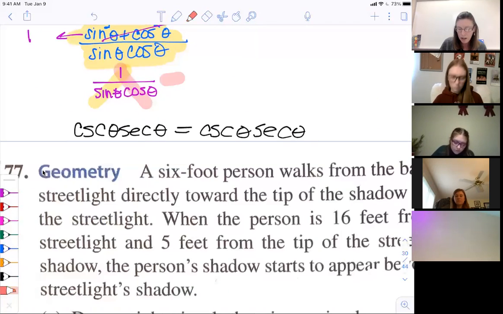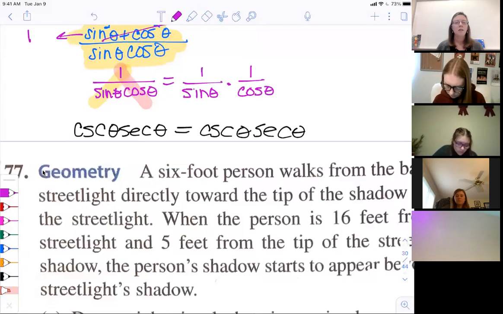This fraction is the same as saying 1 over sine times 1 over cosine, because the denominators are being multiplied. That 1 goes to both pieces of the denominator. So I can write it either way. But 1 divided by sine is cosecant, 1 divided by cosine is the secant.